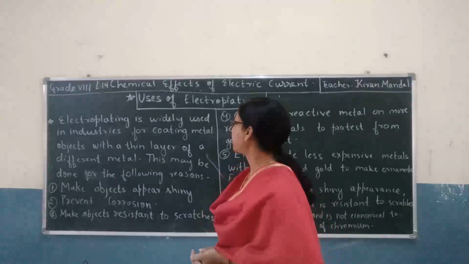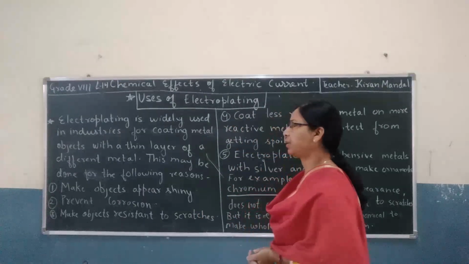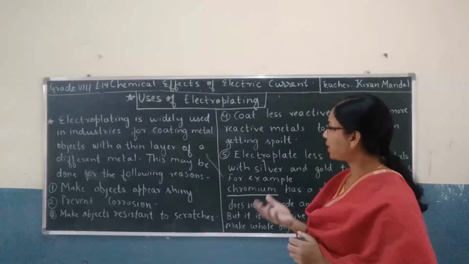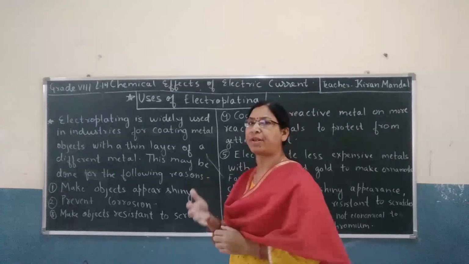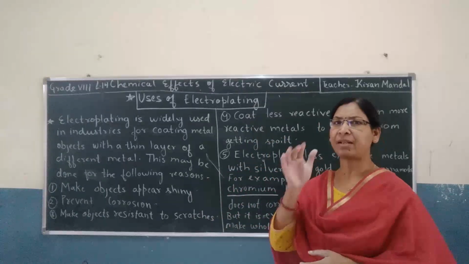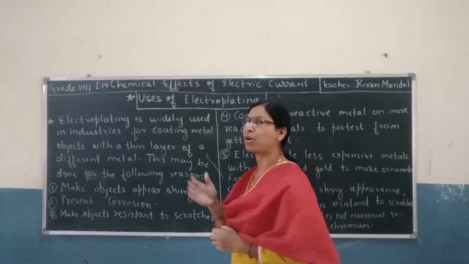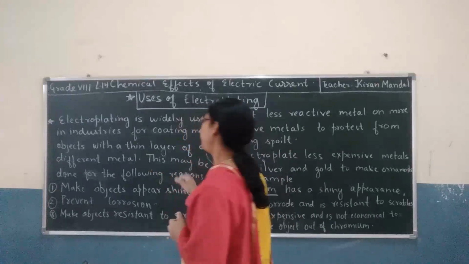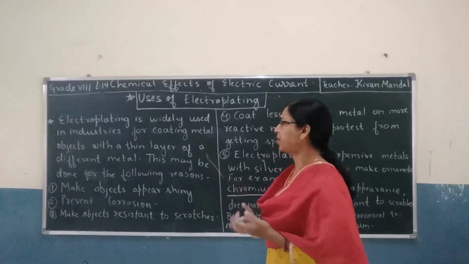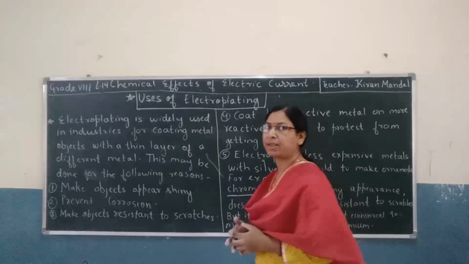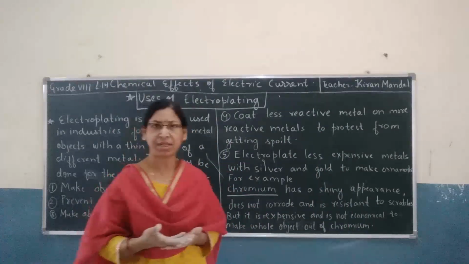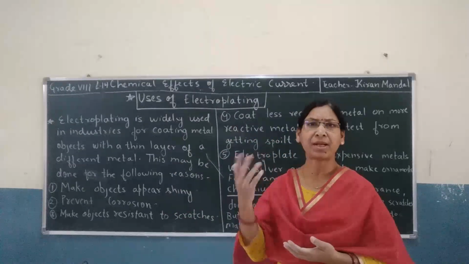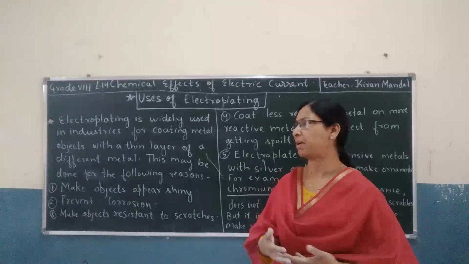Dear children, now let us see some of the uses of electroplating. Electroplating is widely used in industries for coating metal objects with a thin layer of a different metal, which is expensive one. We cannot afford to use them. So what we do is we coat it with a thin layer. This may be done for the following reasons. First one, to make objects appear shiny. One object may not be shiny and it is not looking so good. So we coat with the help of another metal which is shiny in appearance.